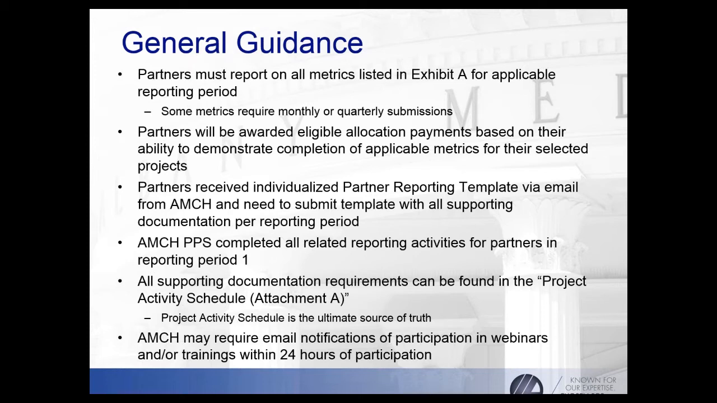You will be awarded your eligible allocation payments based on your ability to demonstrate completion of the applicable metrics for your selected project. So that is why this partner reporting process is very important. This is the way that AMCH PPS will be able to confirm and verify that you've completed the activities that are listed in your Exhibit A so that you can receive your payments for Phase 1 contracting.